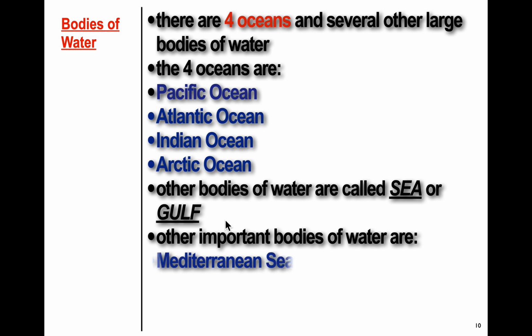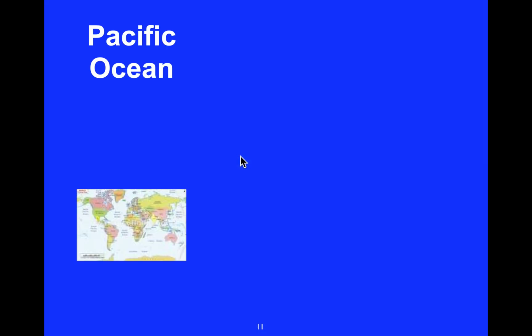For example, we are going to learn throughout the year about the Mediterranean Sea. I'll show you on the map in a minute. Very important in world history. And the reason I want to show you about the Gulf of Mexico is because it's so close to us and part of our history in this country. Now let's take a look at a few maps and I'll show you where these bodies of water are located.